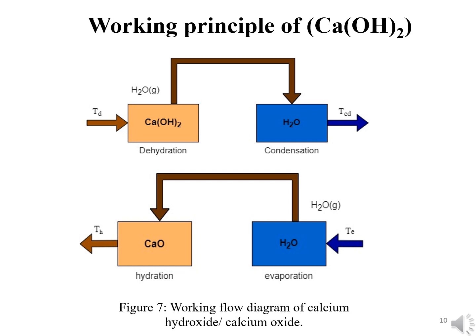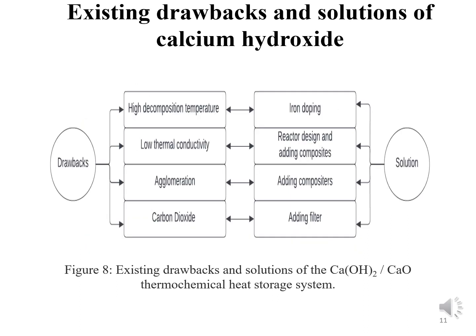which then interacts with calcium oxide to make calcium hydroxide and release heat. This type of reaction is called an exothermic reaction, and the process is called discharging. Before concluding the information on calcium hydroxide, we also need to know the existing drawbacks and solutions of it.